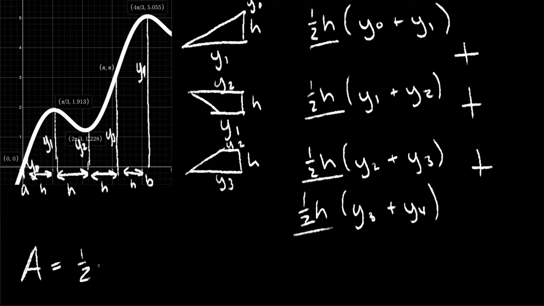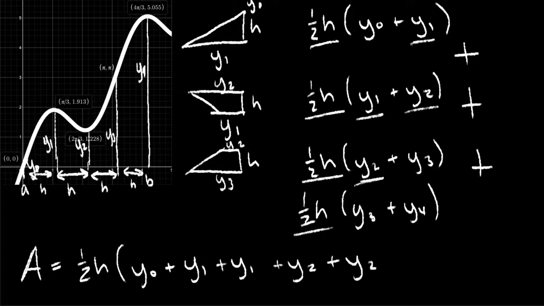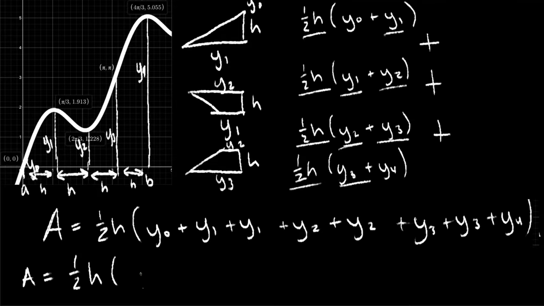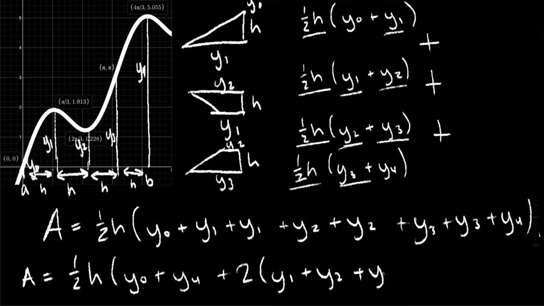So we're going to factor out the half h, and then we end up with y0 plus y1, and then we've got another y1 here, so there's 2 y1s, and then we've got 2 y2s, and then we've got 2 y3s, and then just a single y4 on its own. So the area is half the height times (y0 plus y4 plus 2 lots of (y1 plus y2 plus y3)).